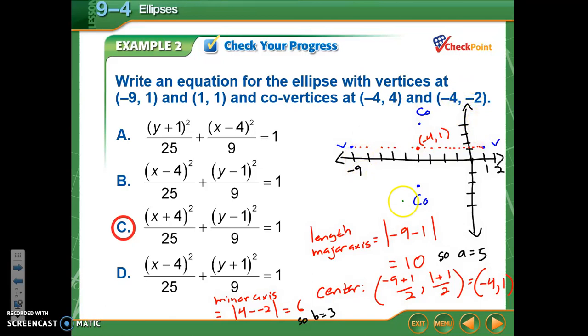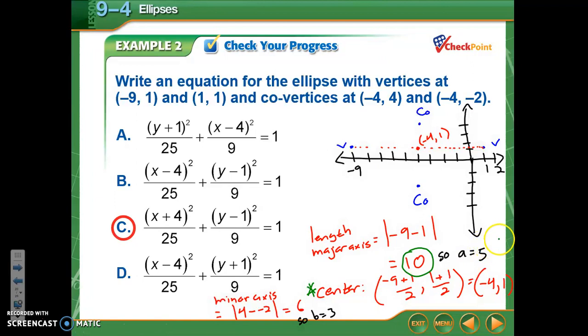All right, so I tried to draw a slightly more beautiful graph than last time. Here are my vertices at -9, 1, and 1, 1. So halfway between those is the center. You can see I did that here with the midpoint formula. So my center is -4, +1. The distance between my vertices is the length of my major axis, which is 10 units. That means that A is half of that, so A is 5.